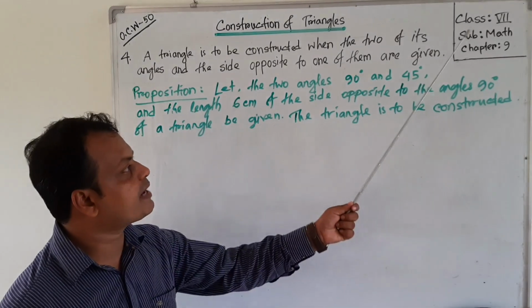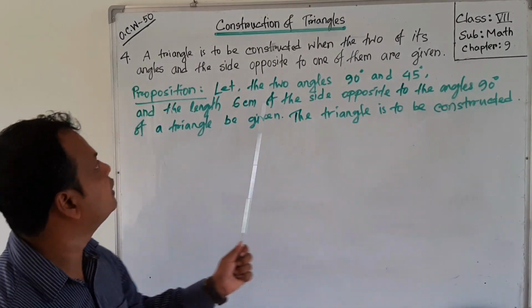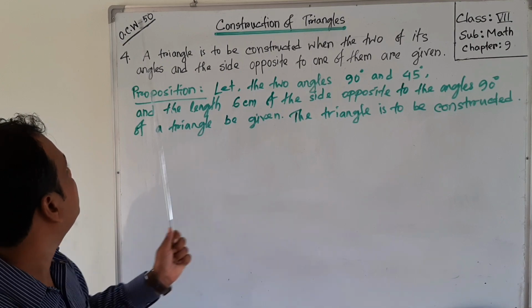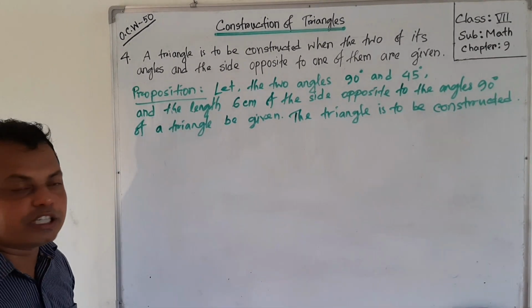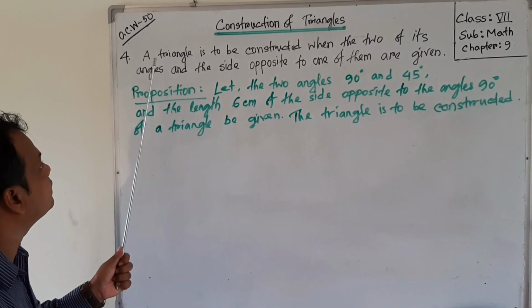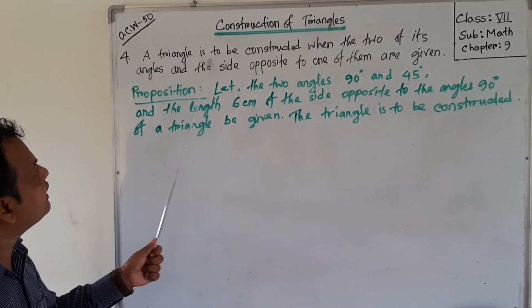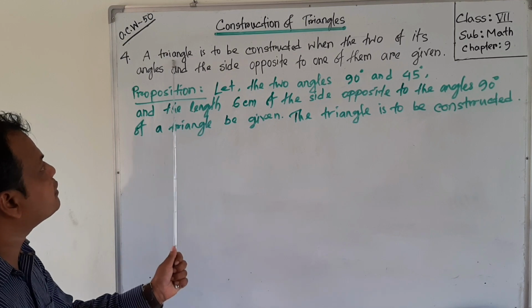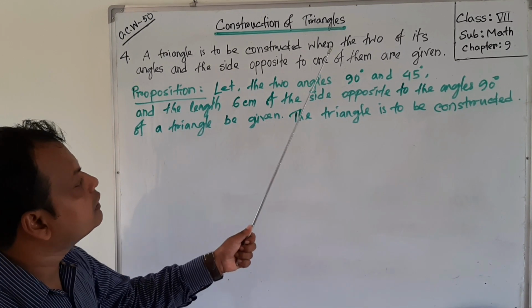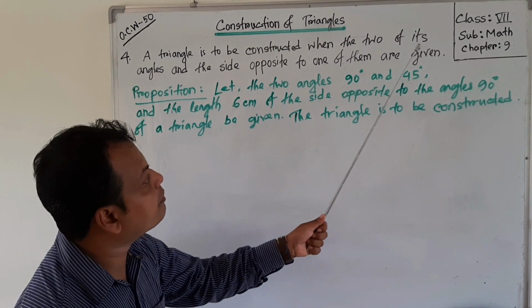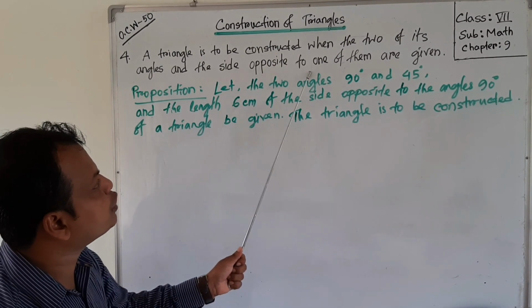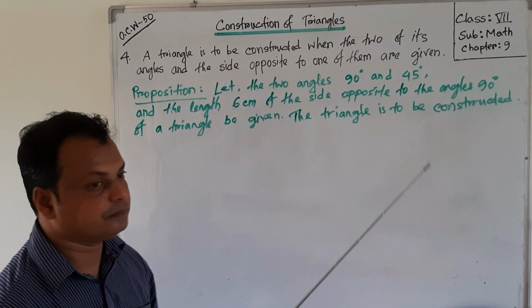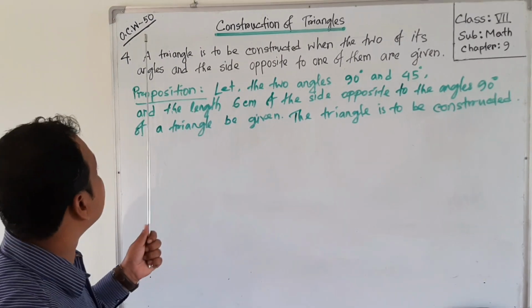So class 7, subject math, chapter 9, construction of triangles. Online classwork will be 50. Construction 4. So read the question carefully first. What is the question? A triangle is to be constructed when two of its angles and the side opposite to one of them are given. So we have to construct a triangle.